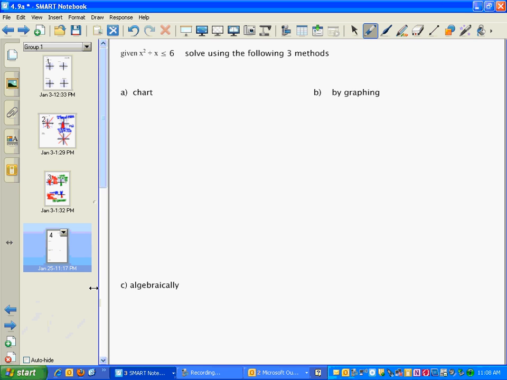So, while this is not set equal to y, so we're not going to graph it on an xy axis, we are still looking for values that make the statement true. So the first thing that you do in all of these cases is make 0 what it's less than or greater than or equal to. So we're going to say, if we're going to do the chart, we're going to do x squared plus x minus 6 less than or equal to 0.